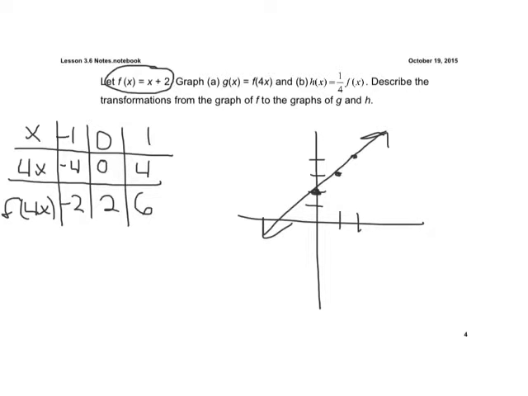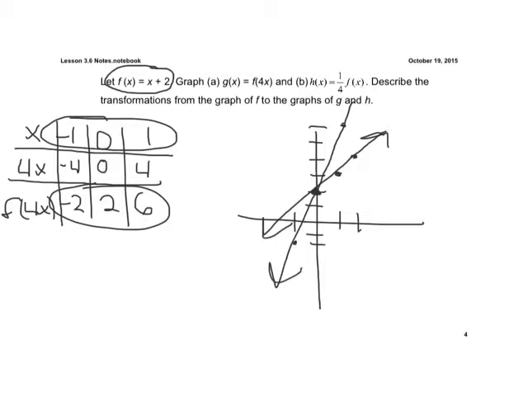Now we got to plot our first and our second, our x and our y, so -1, -2, plot a point. 0, 2, our y coordinate's not moving, and 1, 6, way up here. If we connect our dots again, notice there we have a horizontal shrink because it's shrinking towards our y-axis, and that's by a factor of 1/4. Okay, let's do part B.